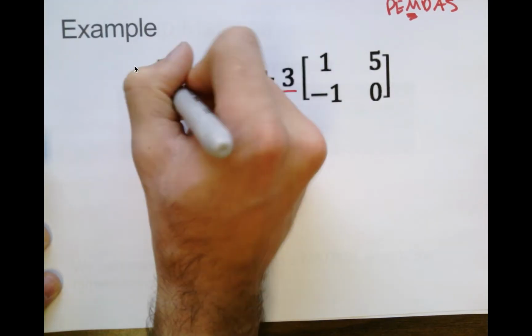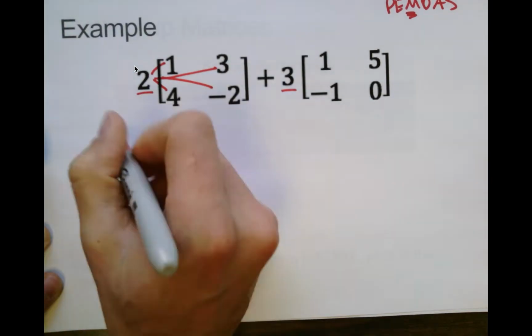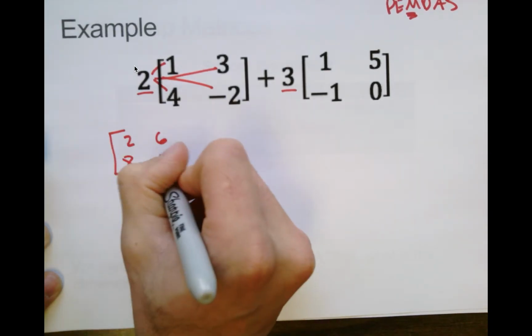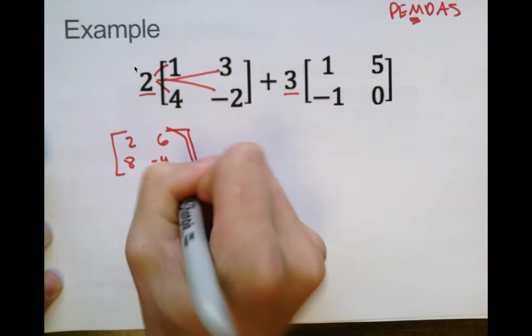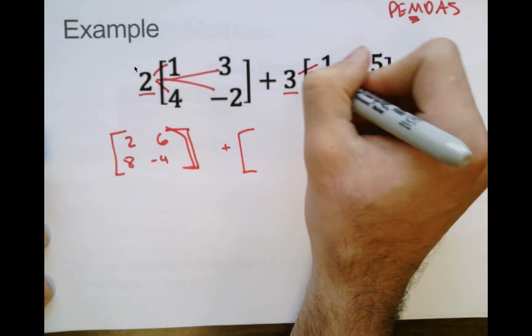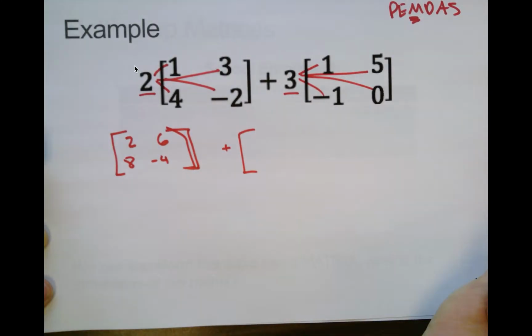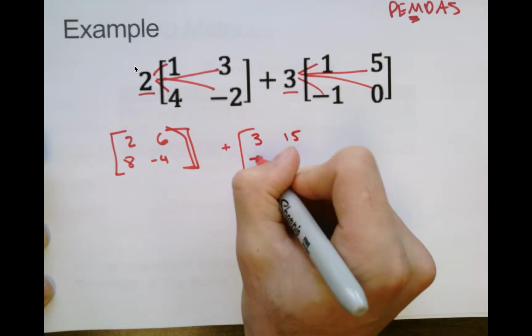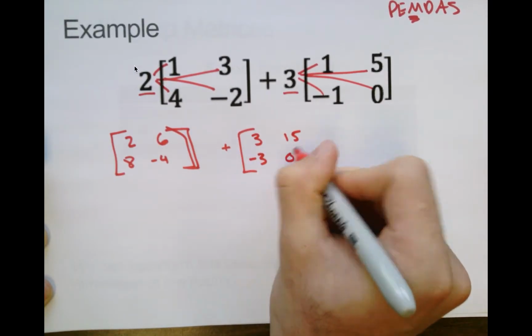2 is going to multiply all of these numbers, or all these entries. I would have 2, 6, 8, and negative 4. That's an ugly bracket. Alright, we're going to add whatever happens when we distribute the 3 through all of these terms. So we would have 3, 15, negative 3, and then 3 times 0 would be 0.